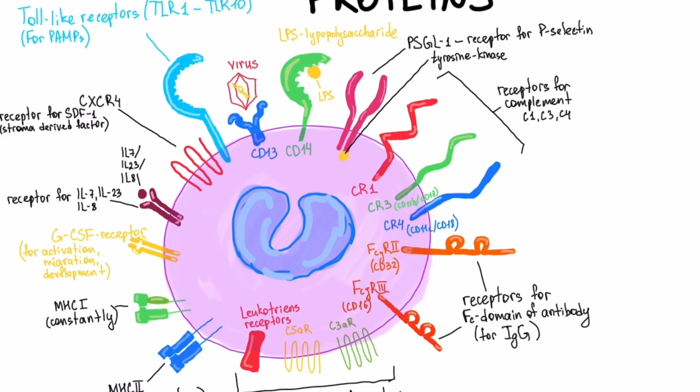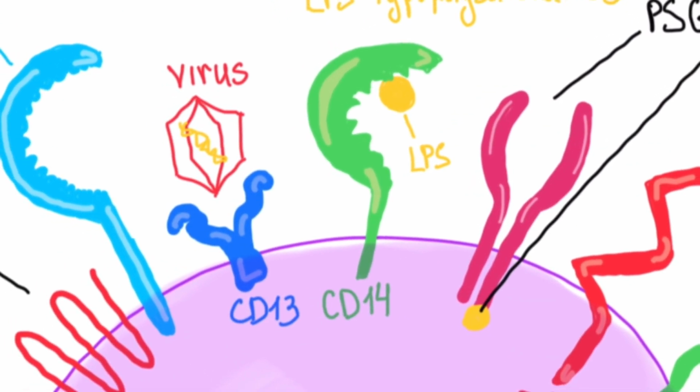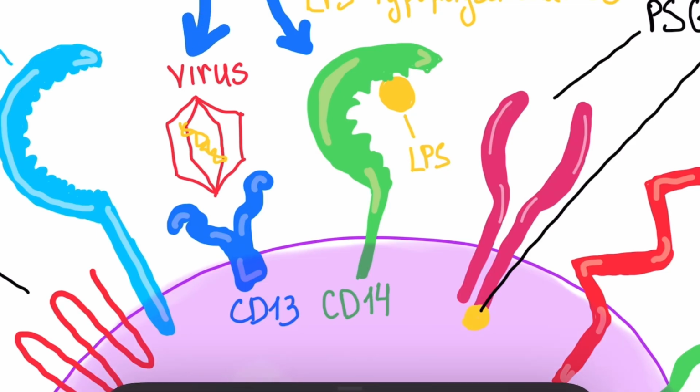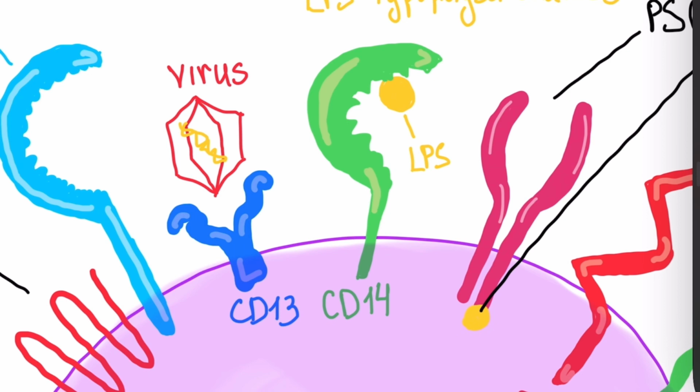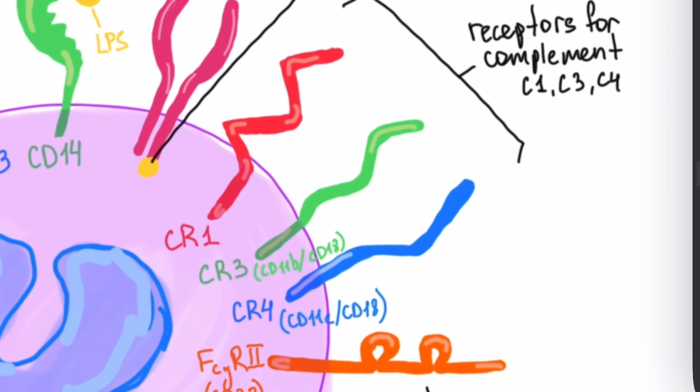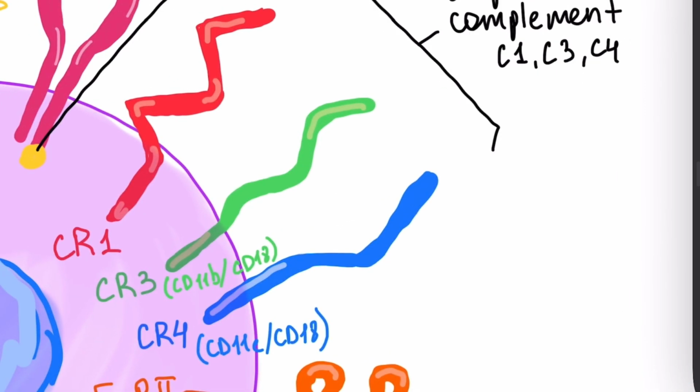It means the proteins on their surface. So their membrane proteins. First is CD13. It is a receptor for some viruses. Also, they have CD14. It is a receptor for LPS, lipopolysaccharide. Also, they have receptors for complement components like CR1, CR2, CR3, and CR4.